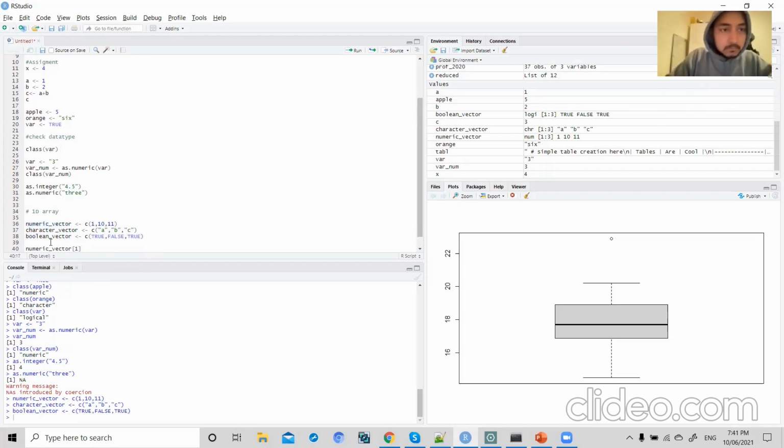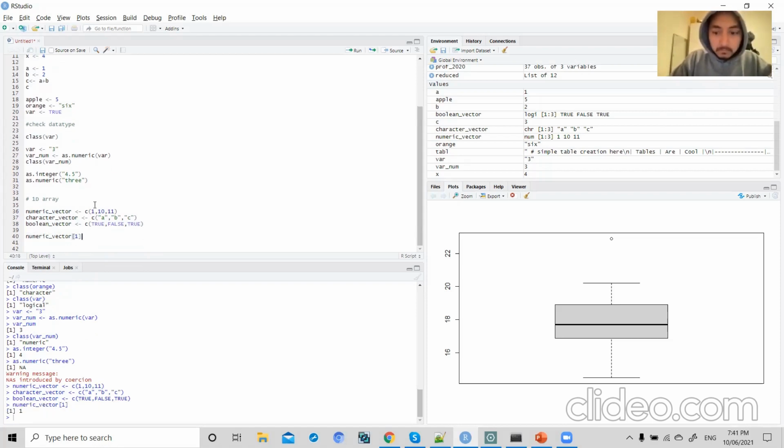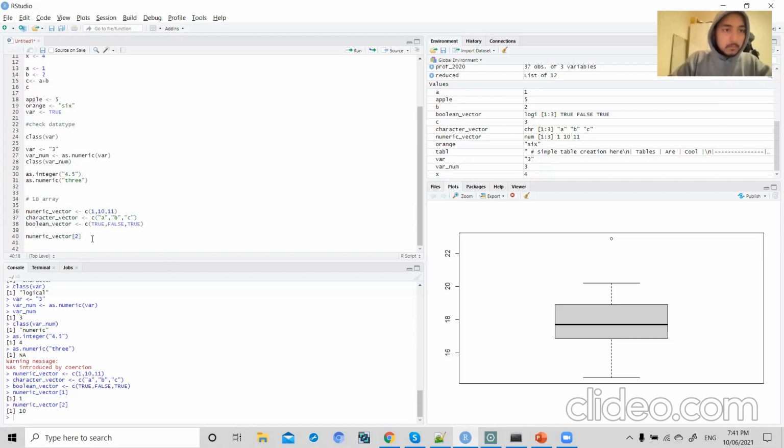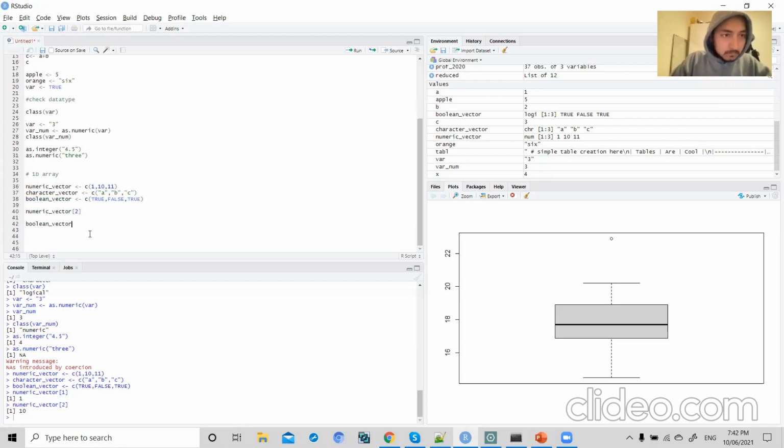If we give one, then this will give you the first value in your vector. If we give two, in this square bracket, this will give you the second value, and so on. And even in a Boolean vector, we can specify that we need the second and third, so it gives you the second and third result.